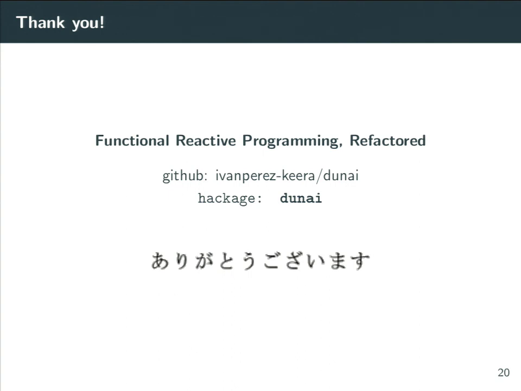Hi, quick question. The type you end up with looks pretty similar to the kind of types you have in a library like pipes. So does that mean that you could build Yampa on top of pipes directly? Yes. Yes, we think that's the point.